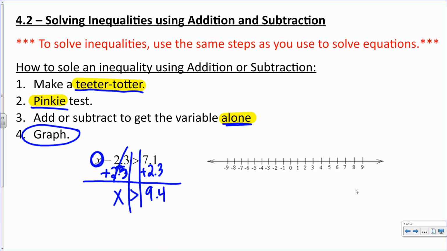Now the final step is to graph. Let's say this is 10 on my graph. 9.4 would be about in the middle. I have a greater than sign, which is an open circle, and greater than would be everything to the right. So that is how you will be working out your equation.